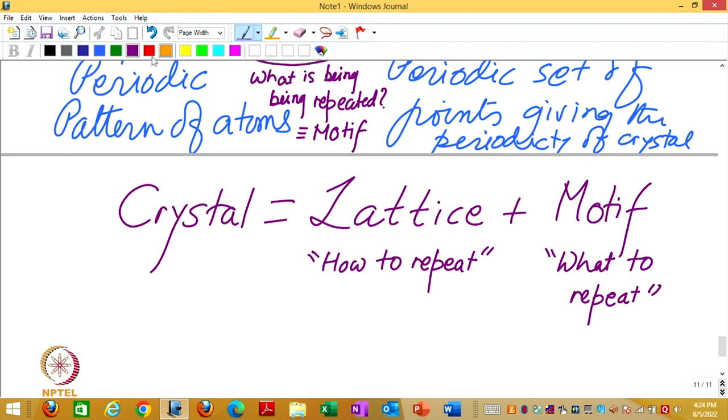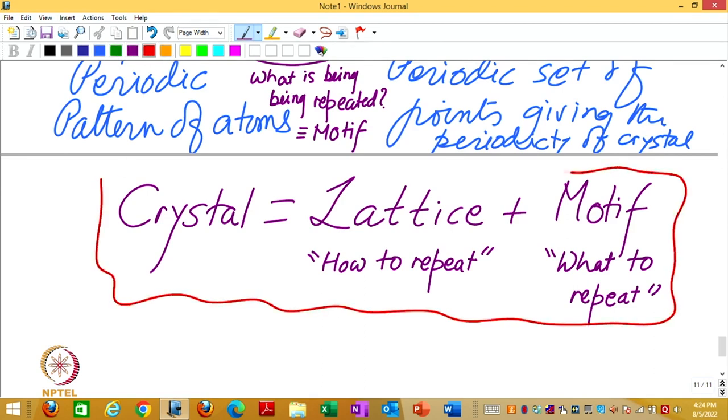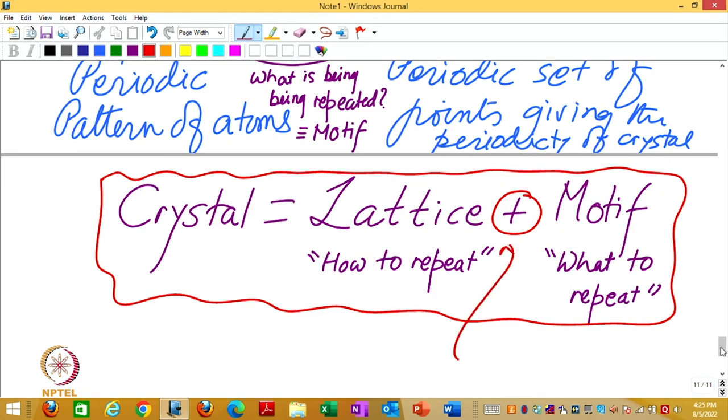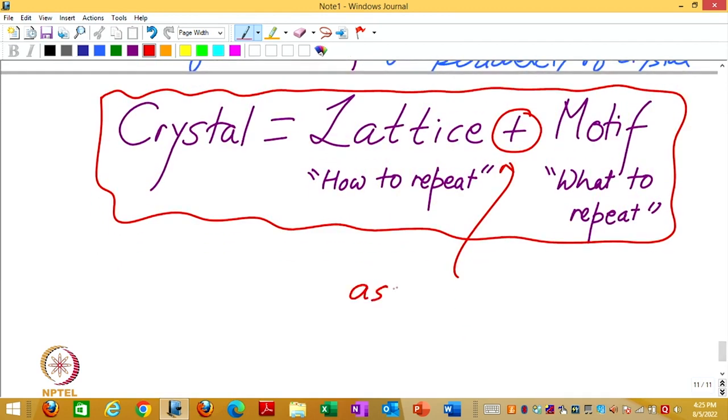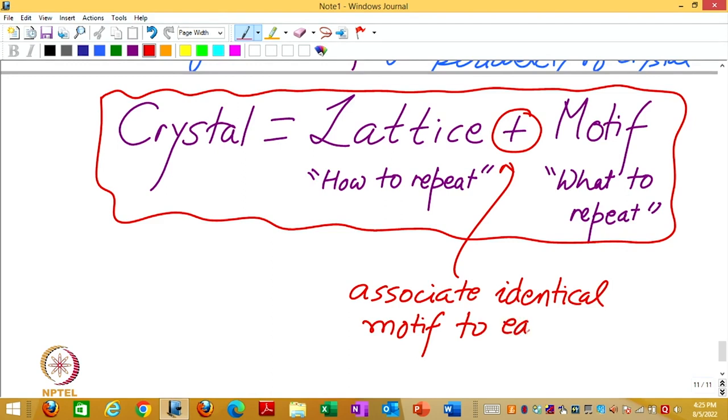So, this is one of the important central equations, but this plus, as you can see, is not an arithmetic plus or a vector addition or a scalar addition. This plus is our mental plus, where we are associating an identical motif to each lattice point.